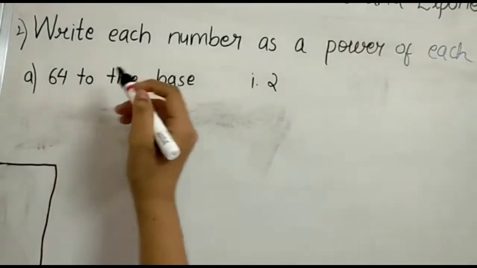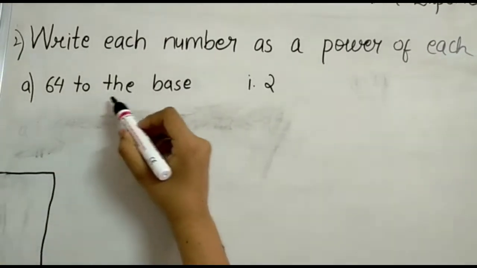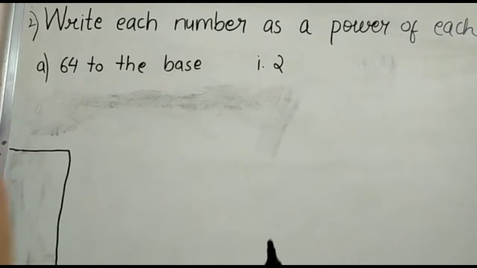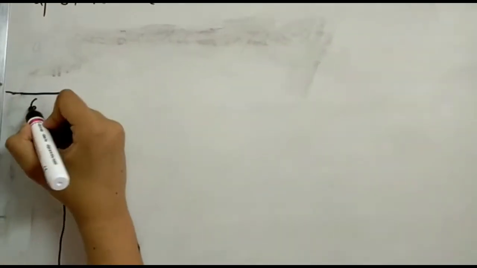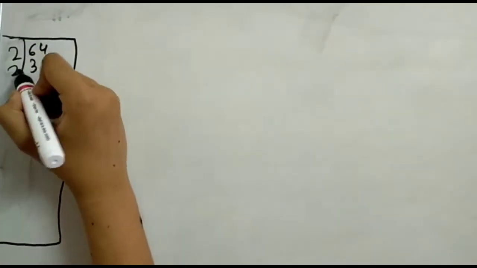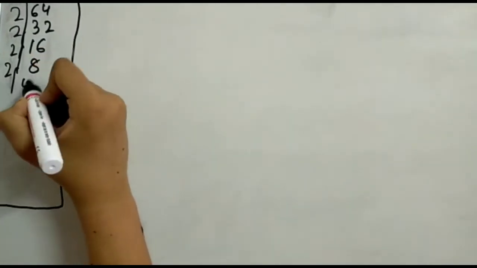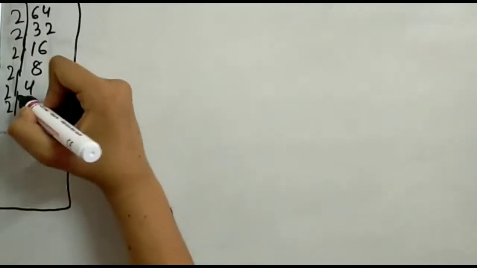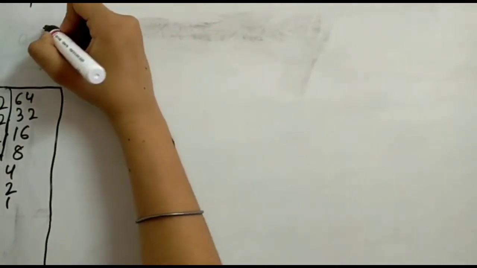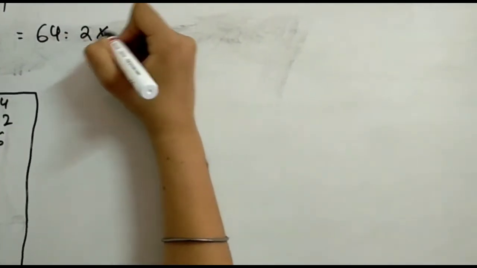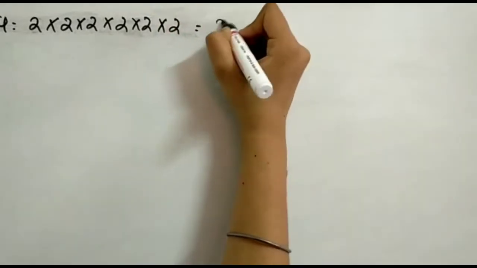Now we will solve: write each number as a power of the given base. First question is 64 to the base 2. So here we have to find out how many times 2 multiplies itself to get 64. So let's see: 2 to 1, 2 to 2, 2 to 4, 2 to 6. So 2 multiplies itself 6 times to get 64. 2 into 2 into 2 into 2 into 2 into 2, that is 2 to the power 6.